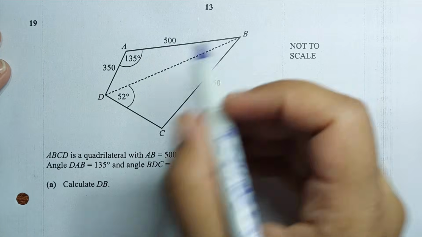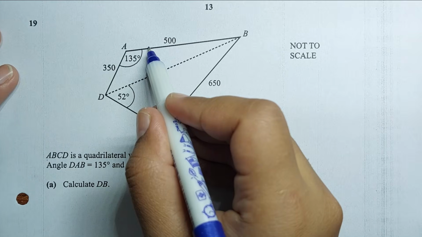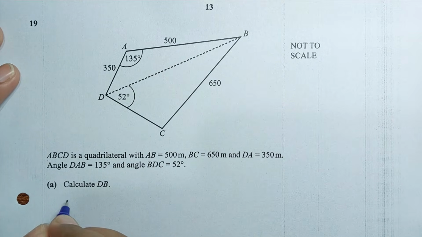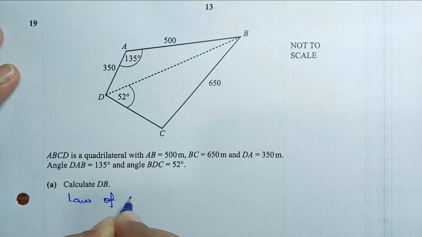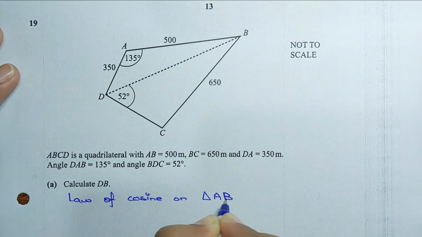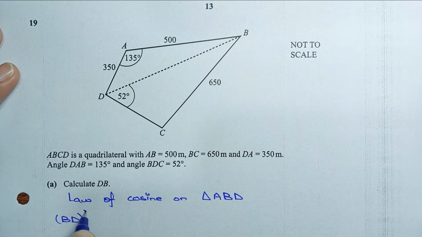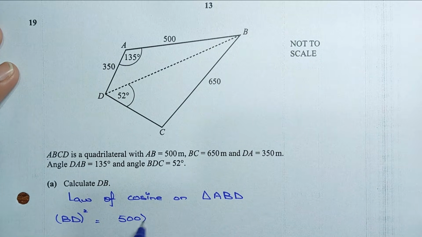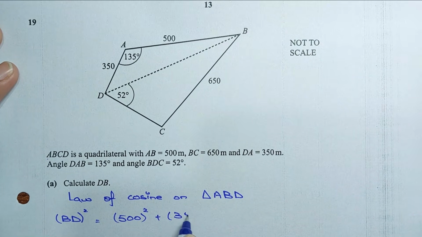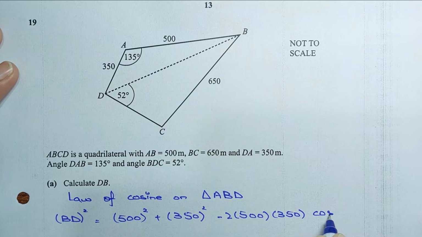All right, so if I use this triangle ABD, we have two sides and the angle between them. We can apply the law of cosine to get the third side. Yes, law of cosine on triangle ABD. So the front side is BD, its square equals the rest of the sides, 500 squared plus 350 squared, minus 2 times 500 times 350 times cos of the angle between the two sides, which is 135 degrees.